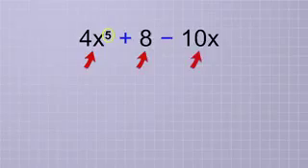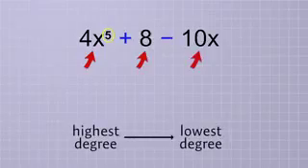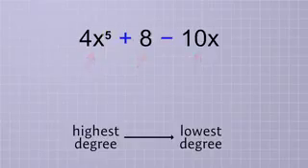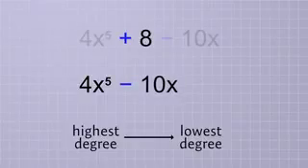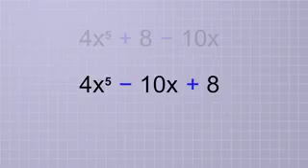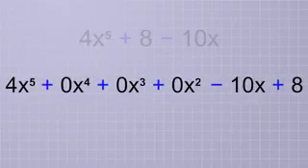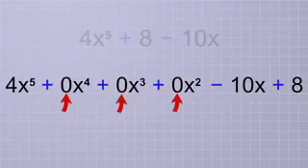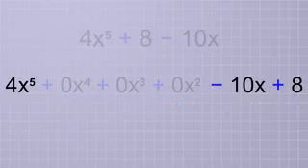We should still put them in order from the highest to the lowest, even though it has terms that are missing. So, the 4x to the fifth should come first, and then the minus 10x, and finally, the plus 8. By the way, it's totally fine for a polynomial to have missing terms like that. And it's sometimes helpful to think of those missing terms as just having coefficients that are all zeros. If the coefficient of a term is 0, then the whole term has a value of 0. So it wouldn't affect the polynomial at all.